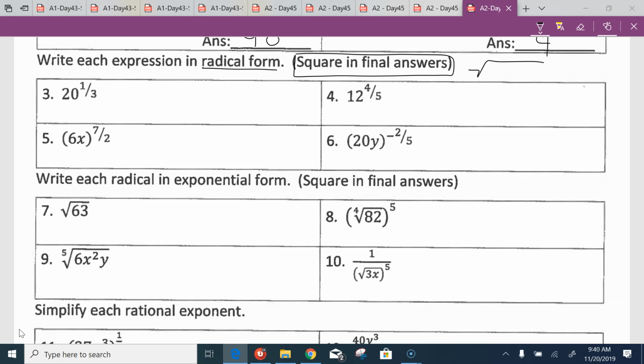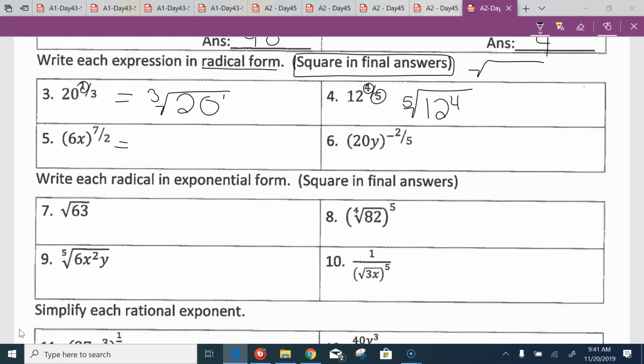So 20 to the 1/3, all that means is that we have a base of 20. We have one of them inside the radical symbol being taken to a cube root. So if you wanted to put the one, you could have, and that's fine. If you left it off, that's fine too. Number 4, 12 to the 4/5 power. That means we have 12 being taken to the 4th power, and we're taking the 5th root of that. So here's how you rewrite that one, and that's it. You don't have to simplify it any further.